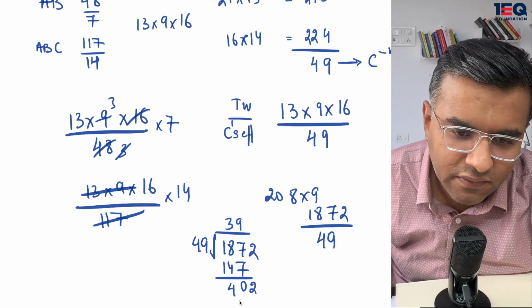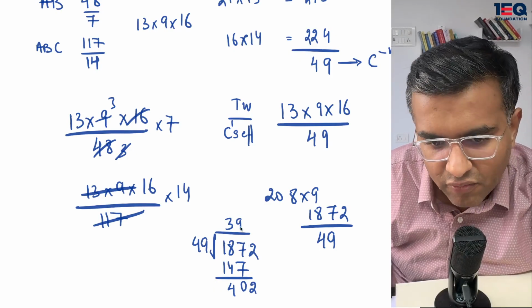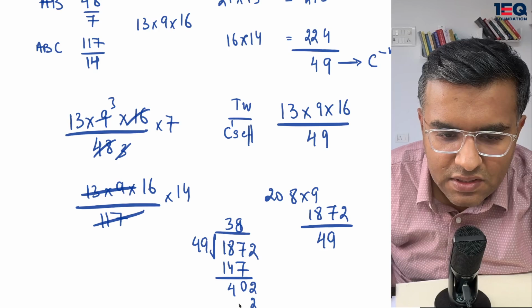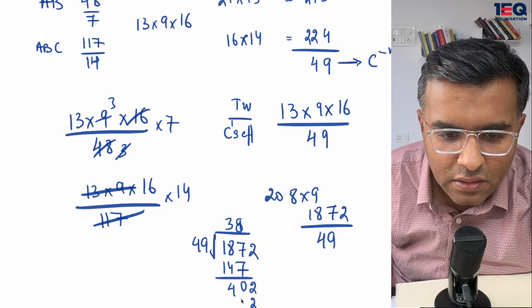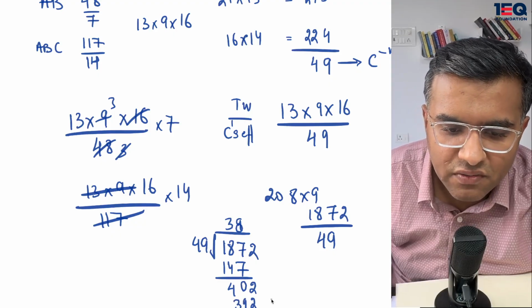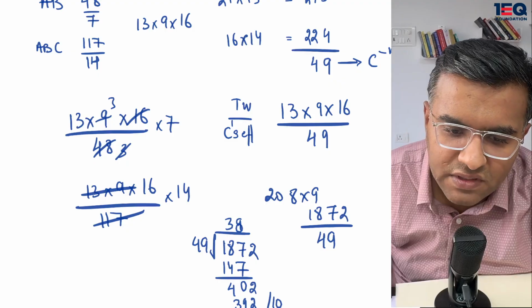9 × 9 is 81, 9 × 4 is 36. No, not at 9. 490. This would go at 8. Okay, 8 × 9 is 72, 7 carry, and 8 × 4 is 32, 32 plus 7 is 39, so 392. So we have 10 units of work which is left.